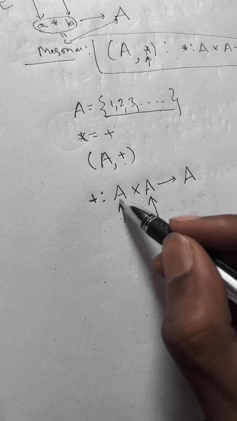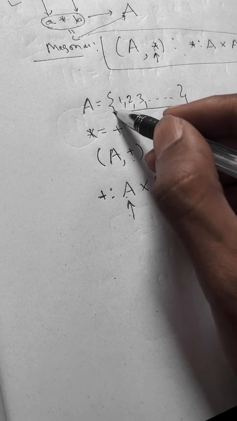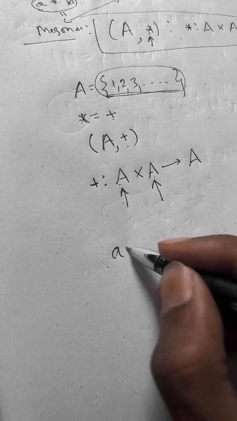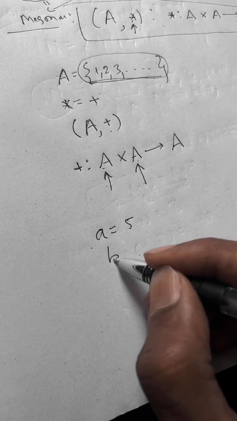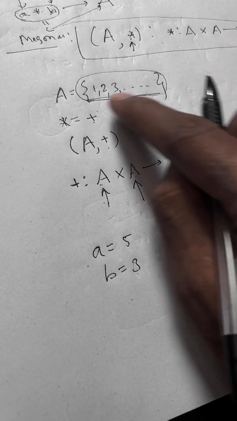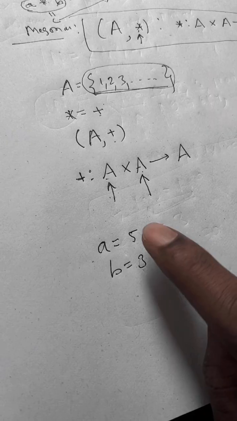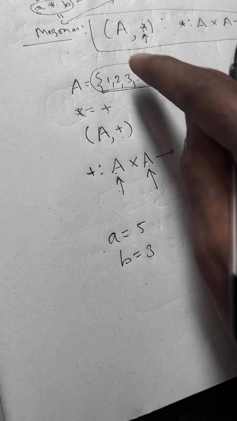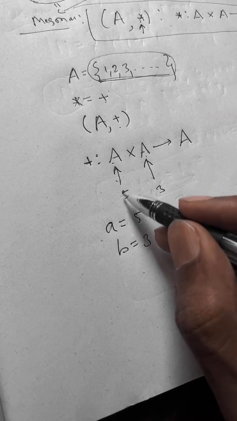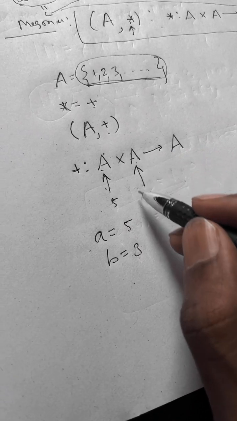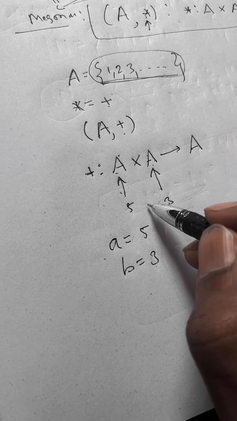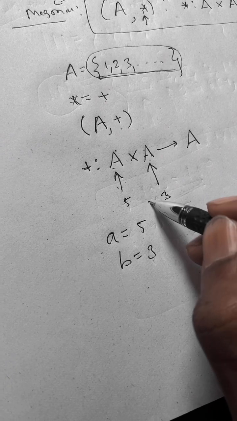So this is the same set. Here we are going to choose any two elements from this set. Let's say our first element A is 5. Let's say the second element is 3. We cannot choose -1 because -1 is not in the set. So we chose 5 and 3 and they both are in this set. Both are the same set, so it does not matter. Now we are going to take the cross product. If we take the cross product, we get 5 comma 3.